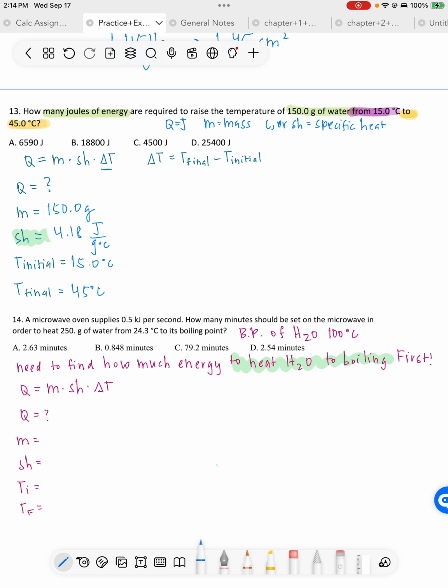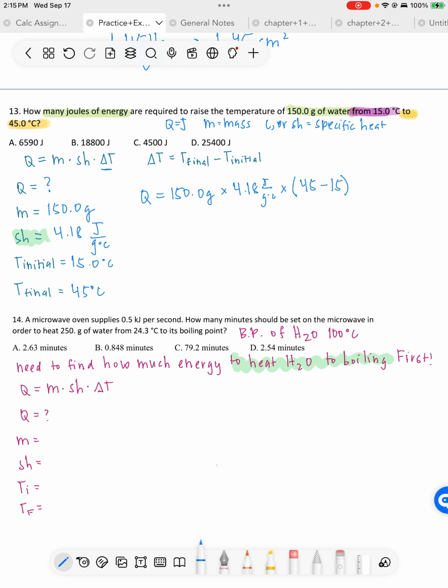And now you just plug these in. You just plug and chug. So we know we're looking for Q, we have M times our specific heat. This one is known to us. You only have to know water. Anything else he'll give you. And then we have our hidden equation right here. Now you can either do the math beforehand or you can just plop it into your equation. So I'm going to do T final, which is 45 minus 15, which is my initial.